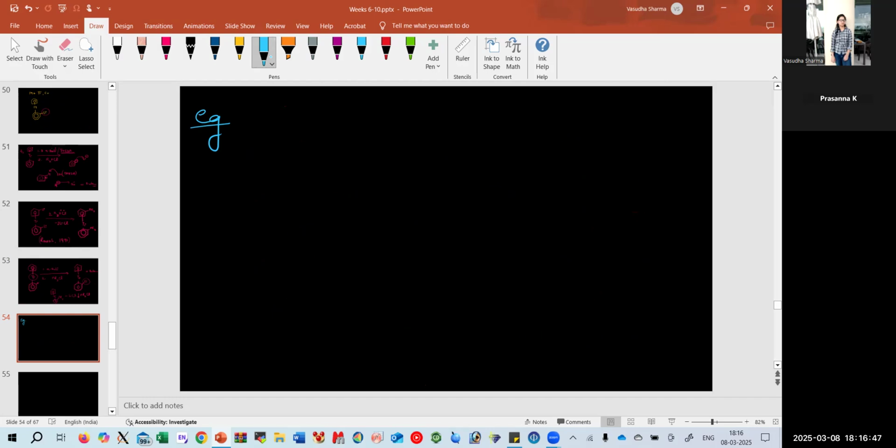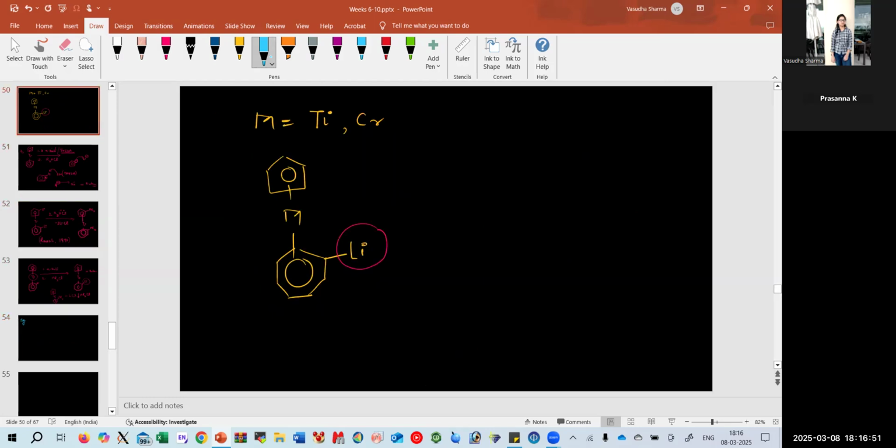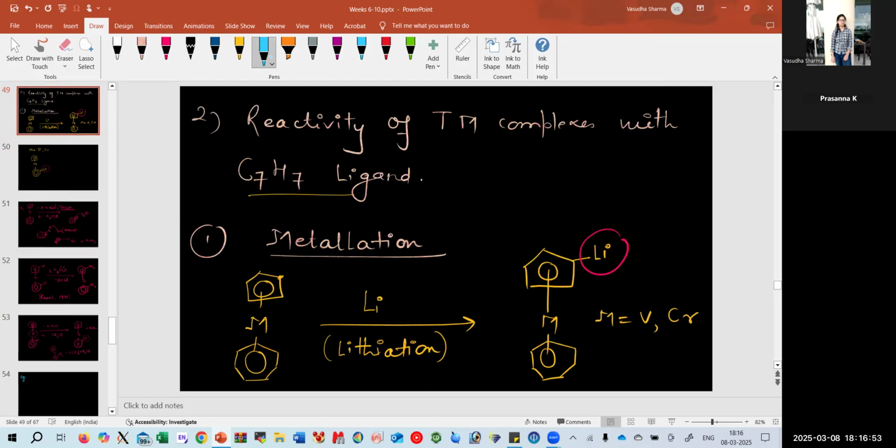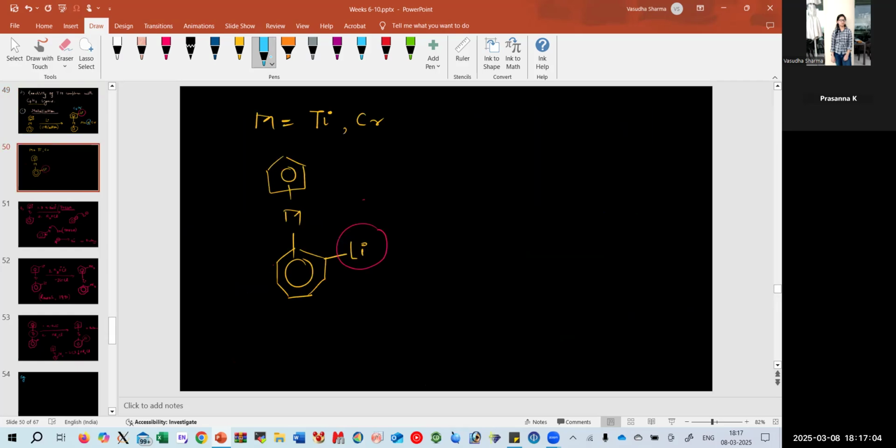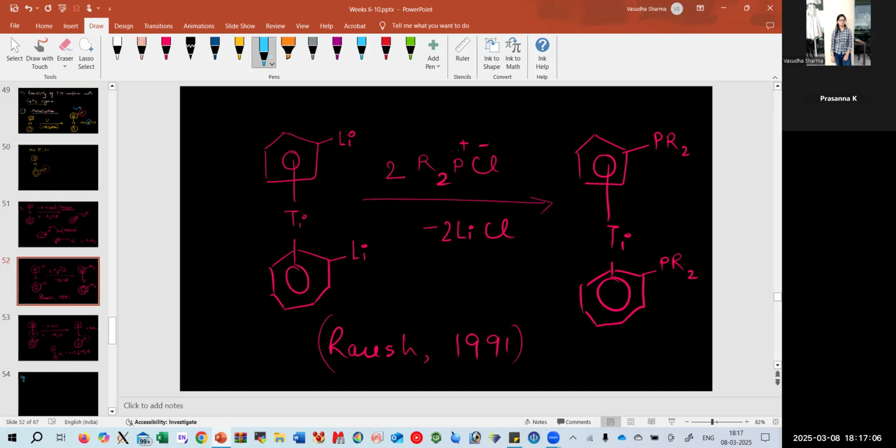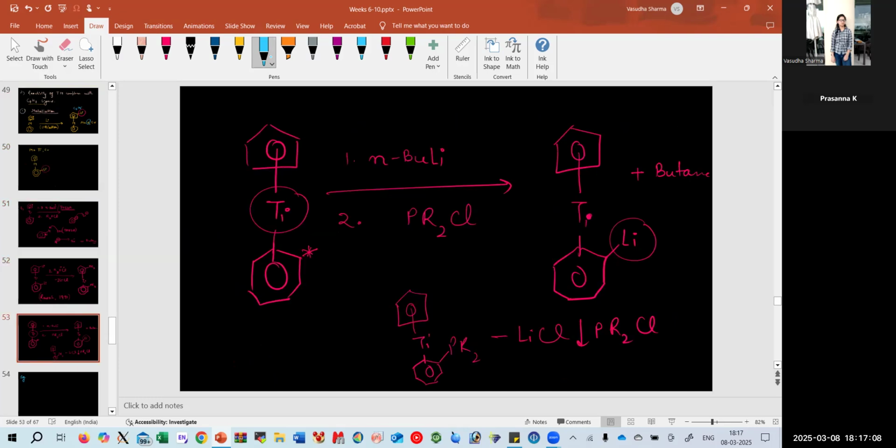Now we are taking a case of vanadium. You need to remember, we have taken the lithiation thing at first, and the lithiation step is very, very important. In case of vanadium, it happens at C5H5. In chromium, it can happen at both places. And in titanium, it happened at C7H7. So we have considered the example of titanium.